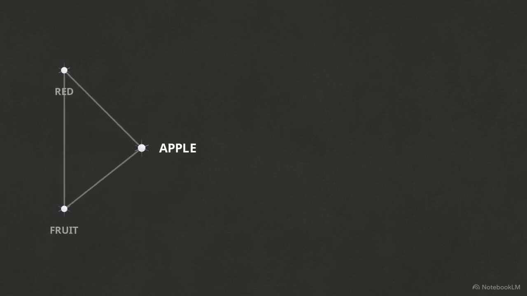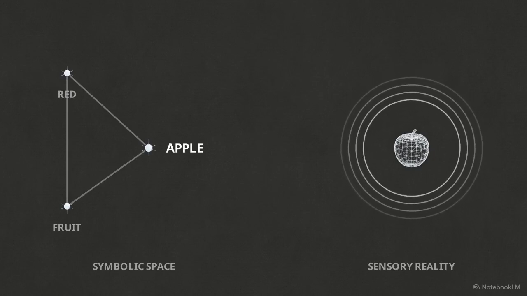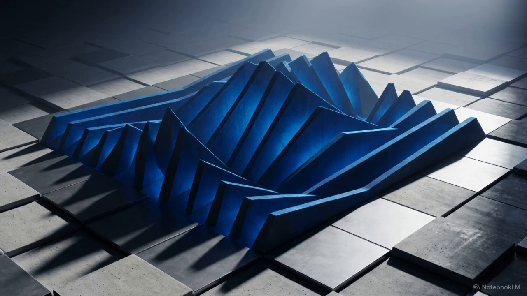Building the system this way tackles the symbol grounding problem. This is a challenge in computer science, where an AI manipulates symbols without ever understanding what they represent in the physical world. In iOS, a concept emerges directly from the resonant shape of a physical sensory input.